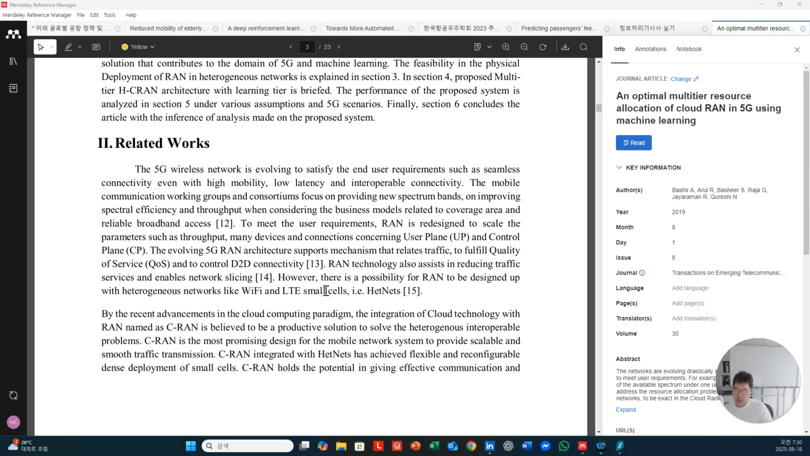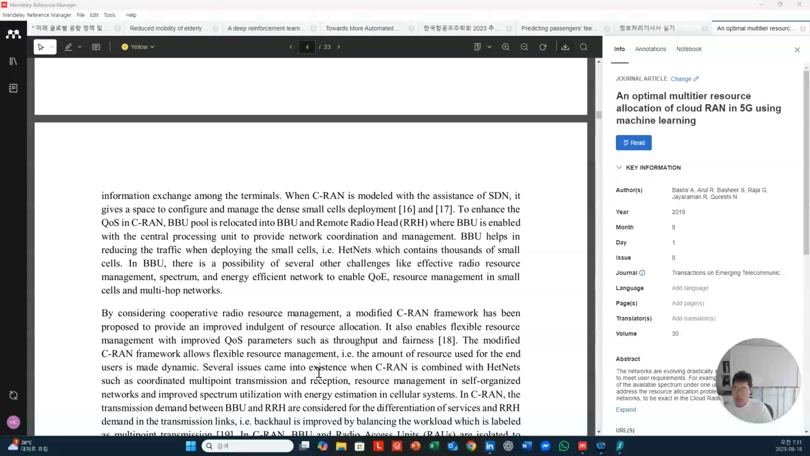interoperable problems. CLAN is the most promising design for mobile network systems to provide scalable and smooth traffic transmission. CLAN integrated with HANET has achieved a flexible and configurable dense deployment of small cells. Sharing holds the potential of giving effective communication and information exchange among the terminals. When sharing is modeled with the assistance of SDN, it gives us space to configure and manage the dense small cells deployment. And to enhance the QoS, the sharing BBU pool is relocated into BBU and remote radio head, RRH.